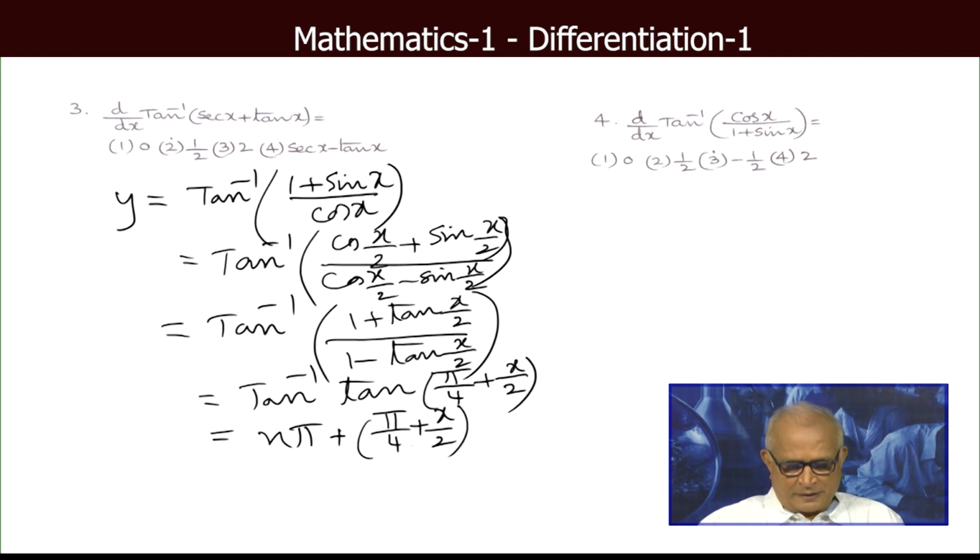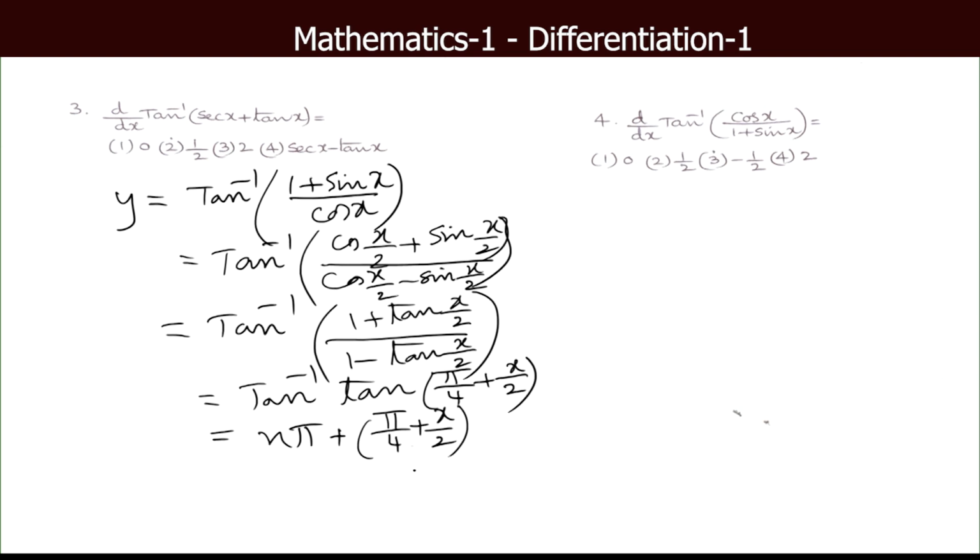form of y. But once you differentiate this, n pi is constant, pi by 4 is constant, and therefore the derivative of x by 2 is 1 by 2. So, d by dx is 1 by 2, which is the second option.